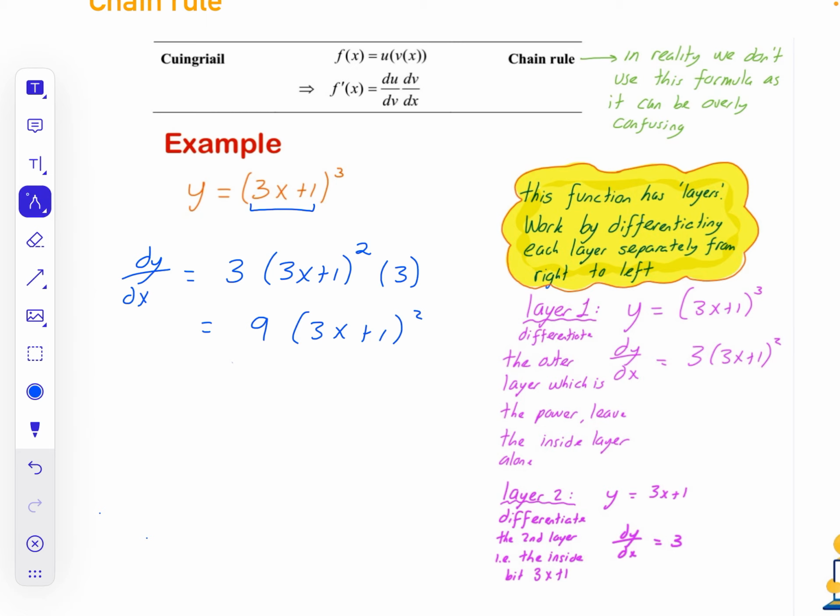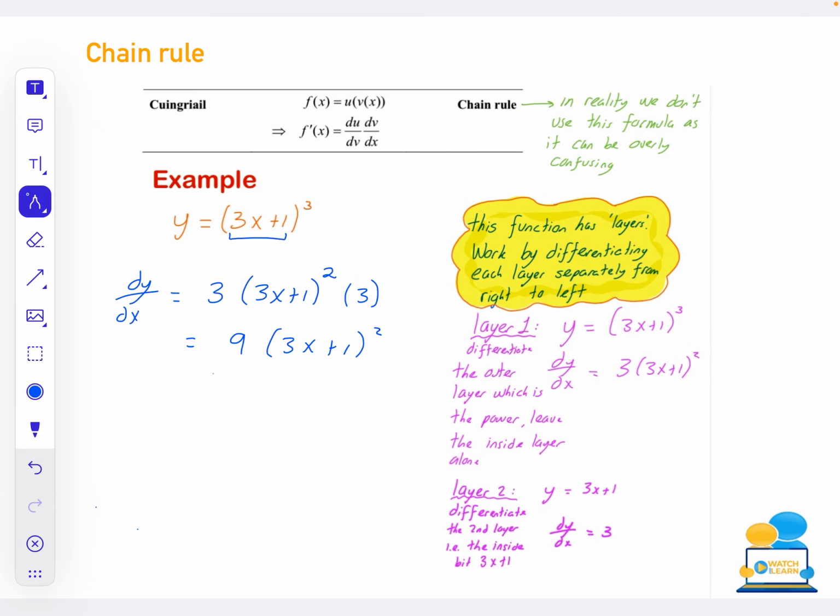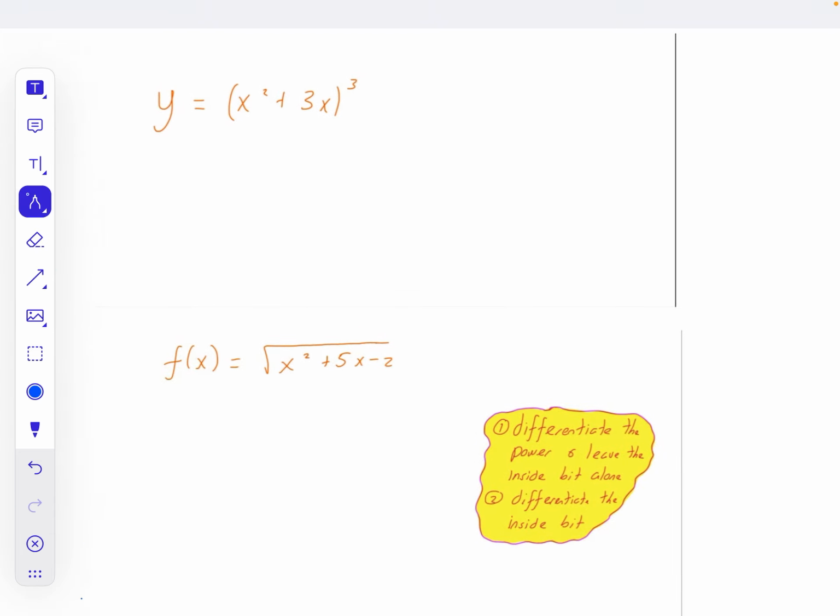I'm going to leave it there. You could obviously keep going with that, square out the bracket, and then multiply the 9 in. When you get to the exam paper questions, you will see there's usually no need for that because you might know what number x is, so you'll be able to sub it in, or you might be told to give it in a specific form. So chain rule, we don't really use it from the formula book, so I just say differentiate the power, leave the inside bit alone, and then differentiate the inside bit.